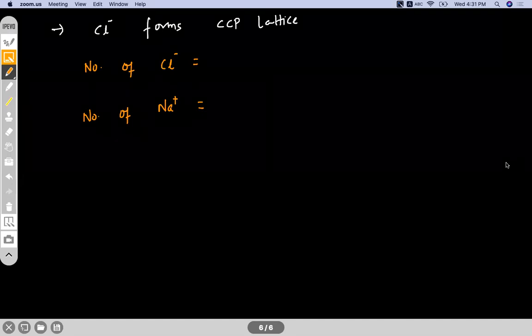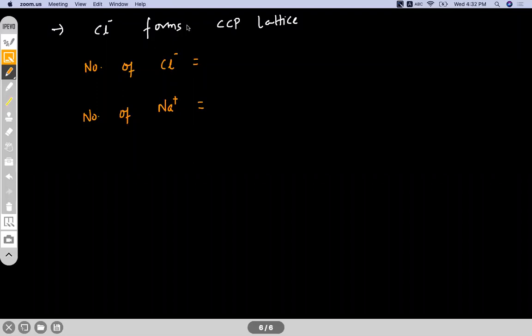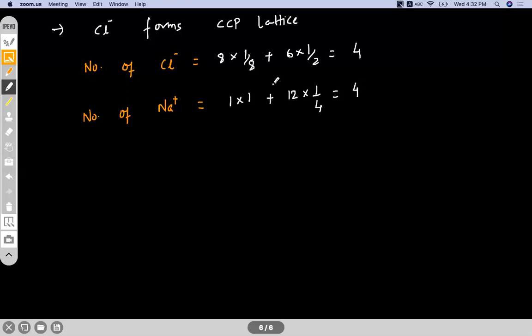Is it 4? Yeah. So Cl- forms a CCP lattice, means at corners, 8 into 1 by 8, plus face centers, 6 into half. So we have 4 Cl- present. Na+: 1 at the body center, since octahedral void, and 12 edge centers, with 1 by 4 contribution each, so it is 4. Since Na+ and Cl- are equal in number, that's why the molecular formula is NaCl. They should be equal; then only it satisfies the crystal criteria.